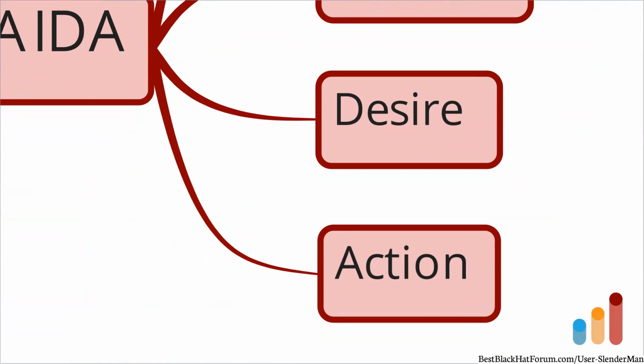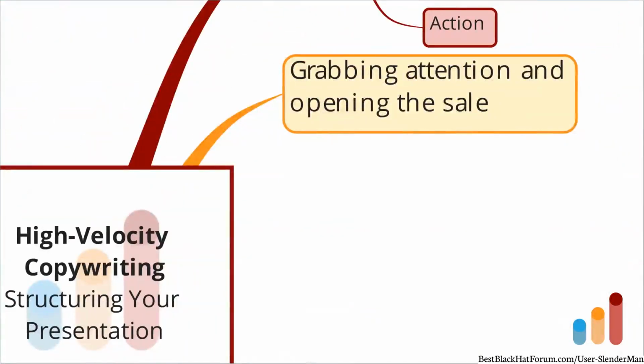And so the next few lessons in high velocity copywriting that are going to take you through the entire AIDA formula actually break down into 3 main lessons: grabbing attention and opening the sale.